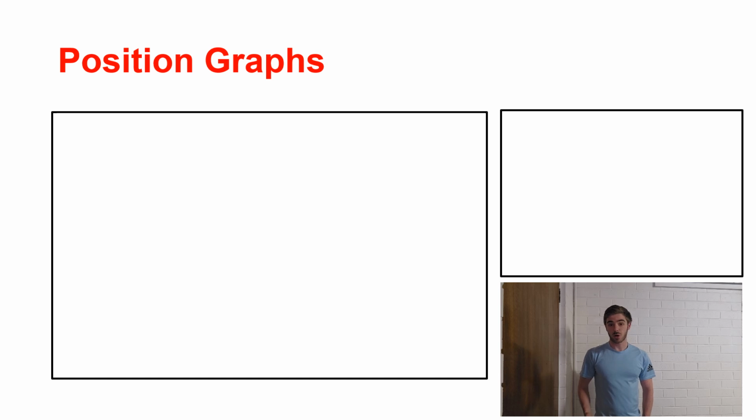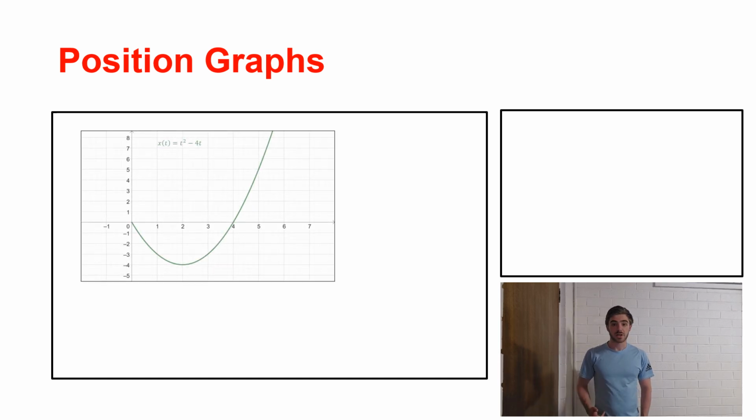The position of some object or particle is often depicted on a graph like this. Position graphs are often expressed as some function x of t, where, oddly enough, x is on the y-axis and t goes on the x-axis. This is because x tends to be a stand-in for position. A position graph simply tells you how far away a particle is from the origin for a given time value.